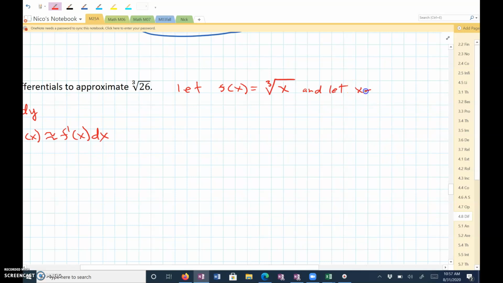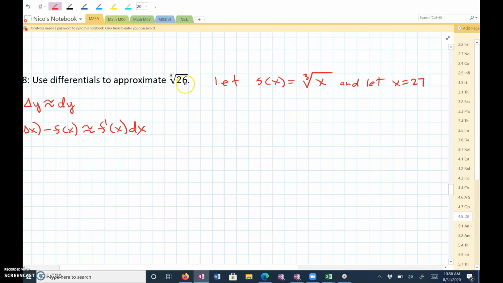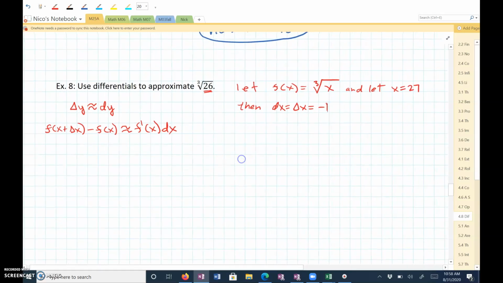and this time I'm going to let x equal 27. The reason why I want to pick 27 is I want to pick a number that's going to work out perfectly. So the cube root of 27 would be 3. And I want to pick a number that's close to 26. Then dx or delta x is going to be -1. So now let's do this problem.